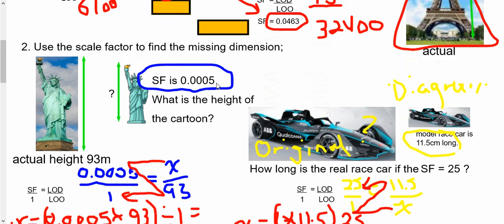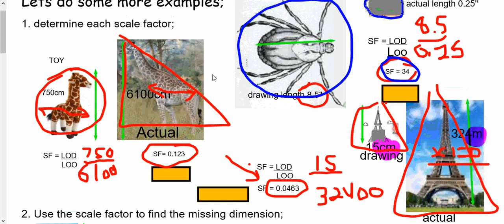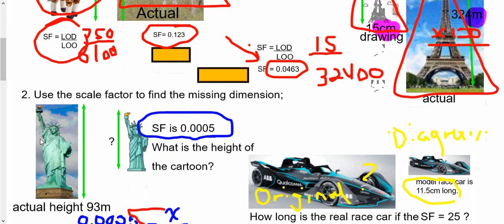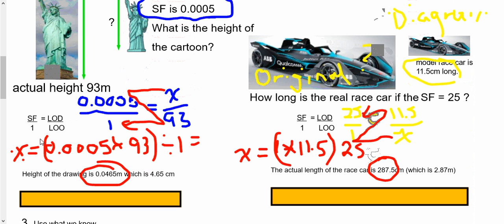So just to recap a little bit, we can find scale factor really easily by going diagram divided by original. Then we can use scale factor and amazing Dr. Z to find a missing part. That's pretty cool.